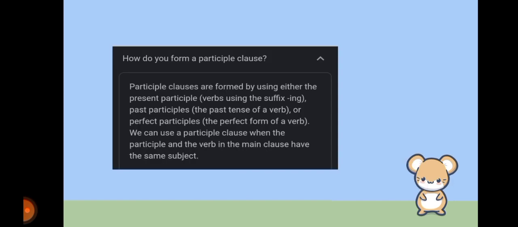How do you form a participle clause? Participle clauses are formed by using either the present participle, the verb with the suffix ing, the past participle, the past form of a verb, or the perfect participle, the perfect form of a verb. We can use a participle clause when the participle and the verb in the main clause have the same subject.